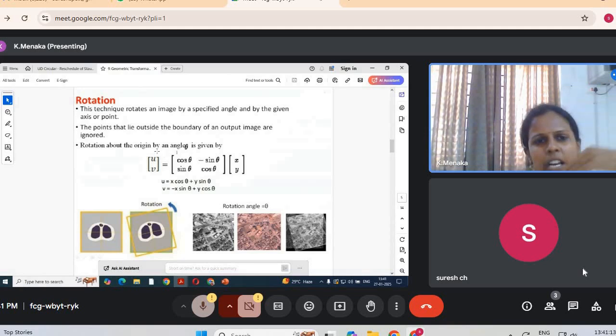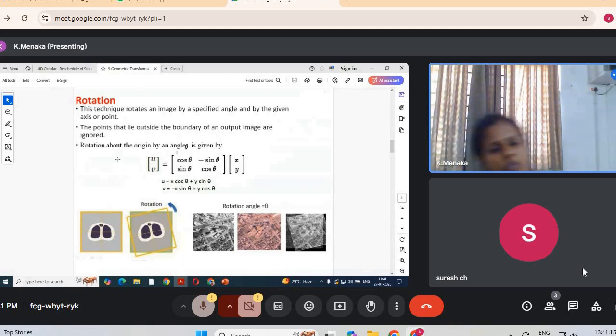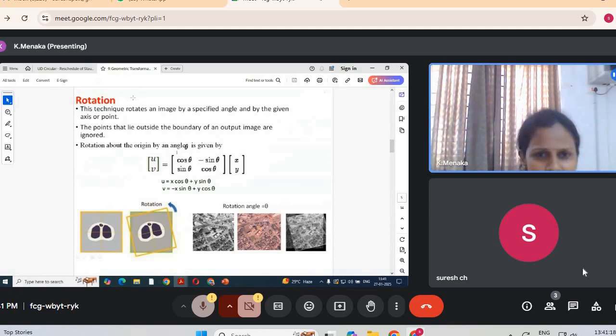Next is the rotation. As we know from the word itself, rotation is a technique of rotating an image by a specified angle given by the axis or point. For example, you take this image and it is rotated anti-clockwise. According to the angle given, the image will be rotated. These points may lie outside the boundary of an output image or be ignored.